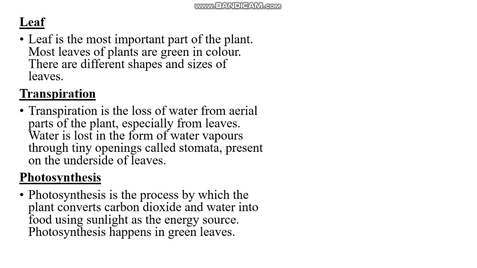So we have studied parts of the leaf and the functions of the leaf. We have studied transpiration and photosynthesis. Photosynthesis is the process by which plants convert carbon dioxide and water into food using sunlight as the energy source. Plants also release oxygen in the process. The food prepared is stored in various parts of the plant. In the absence of photosynthesis, the plant is unable to utilize the water and minerals to prepare food for its nourishment, and gradually the plant dies.